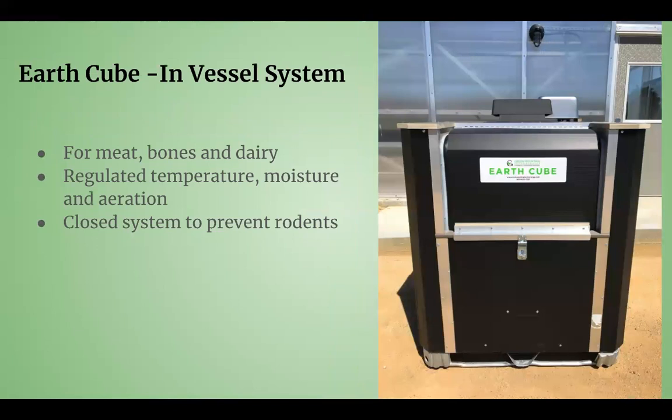This is a photo of our in-vessel composting system, the Earth Cube. It can compost items such as meat, dairy, bones, and bread, all types of materials that would not usually go in a school or backyard compost. The Earth Cube is a physically sealed container, which means that no rodents can get inside, and this also helps minimize the amount of odor that can escape.